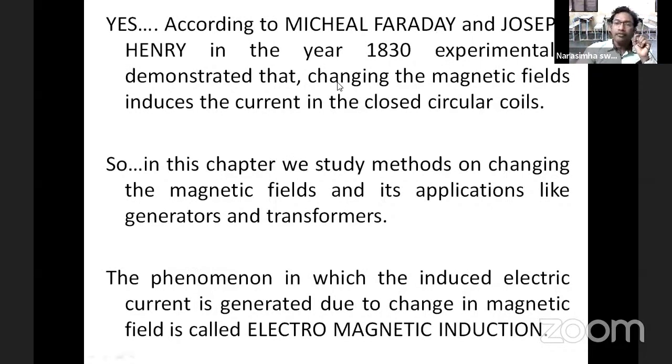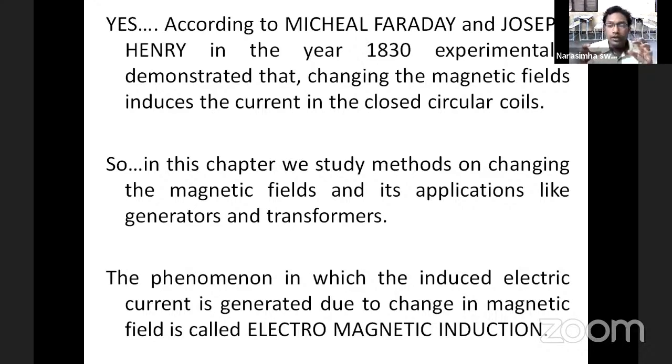Changing magnetic fields, or magnets which are in motion, induce, meaning produce or create, current in closed circular loops, or circular coils. Circular coils are nothing but conductors in a circular shape. So when the coils are kept in such a way that the magnets are in motion, then in the circular coil the current will be induced.